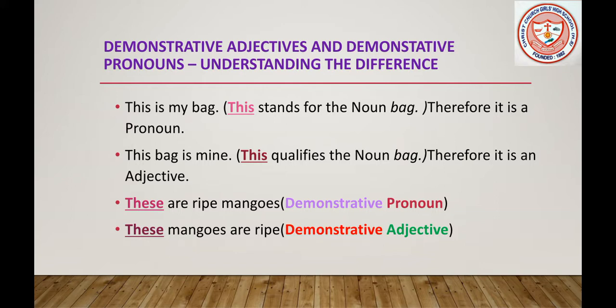Next, these are ripe mangoes. So these is a demonstrative pronoun, whereas in the last sentence we have, these mangoes are ripe. In this sentence, the word these is a demonstrative adjective because it qualifies the noun or the naming word mangoes, right? Therefore, it is a demonstrative adjective. Okay?